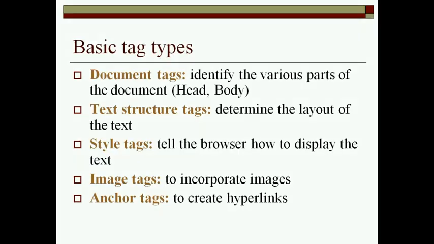The basic tag types are document tags that identify the various parts of the document, such as, for example, the header or the body. There are tags that specify the structure of text and the layout of the text. There are style tags that tell the browser how to display the text. There are tags that manipulate images that indicate where images need to be rendered and how. And there are anchor tags which create hyperlinks, clickable items that may lead to other documents or the loading of new websites.